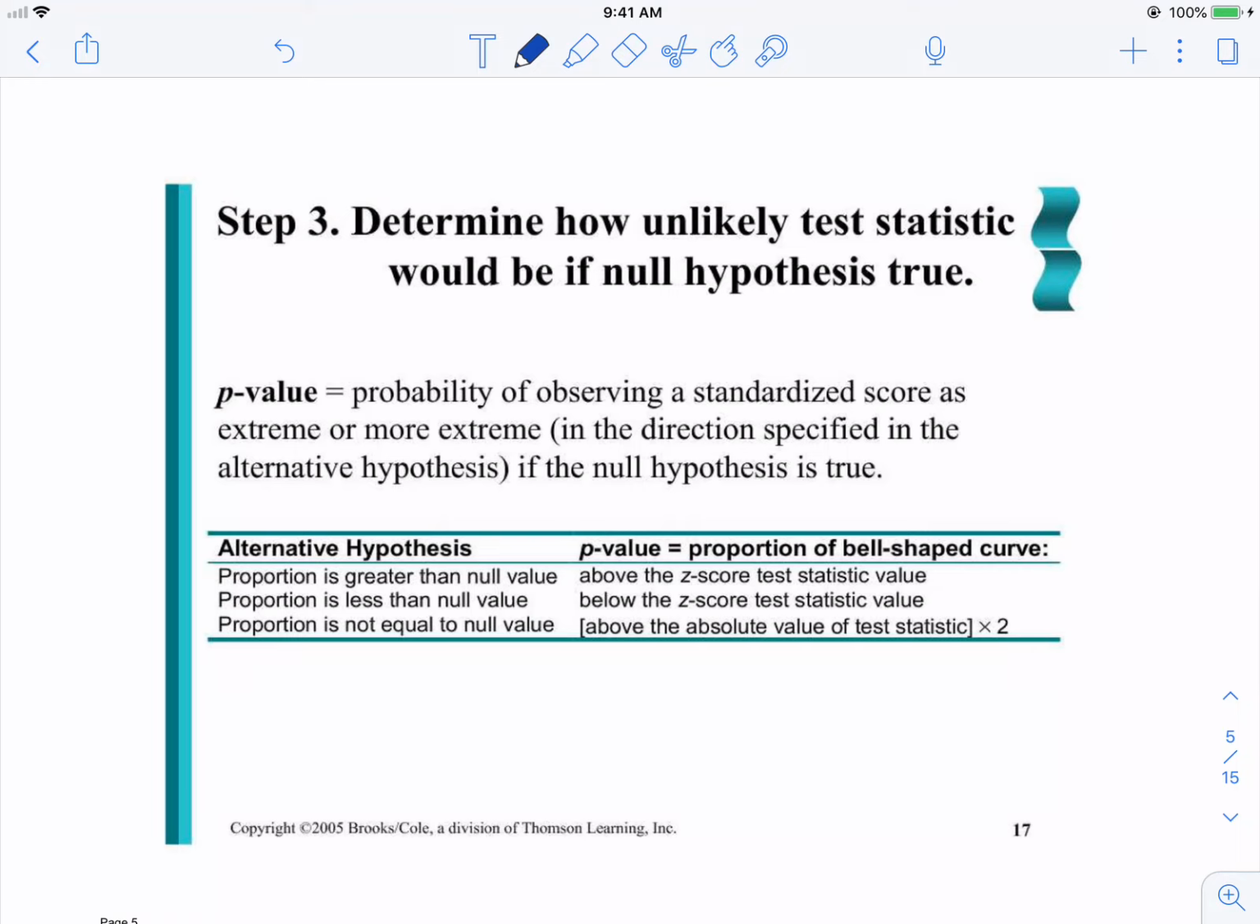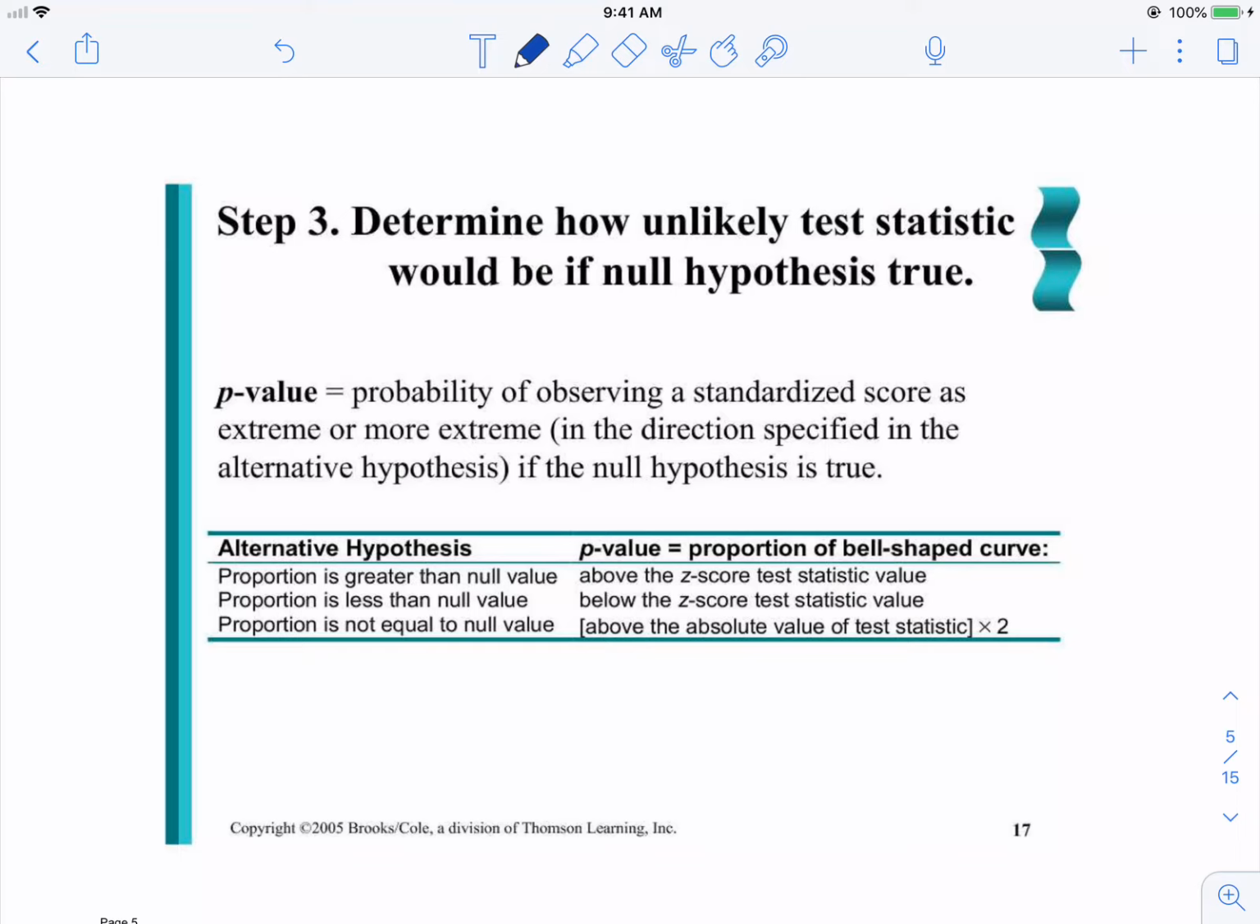Our third step, determining how unlikely it would be to get this test statistic if that null hypothesis is true. This is where a p-value comes into play. So we work through and we get a z-score that, going back to what we did in the first semester, we look at the z-score chart, and that decimal that is represented from our z-score chart, we are interested in what is in the tail.